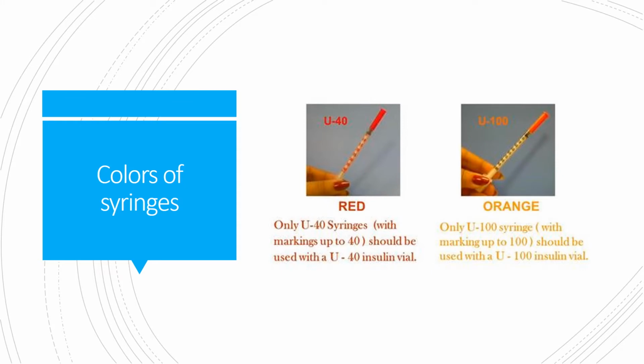Here again is a different color of syringe. As you saw before, the U100 is usually orange and black. Your U40 is typically red, and your U500 is green. So just an extra safety mechanism there to prevent errors.